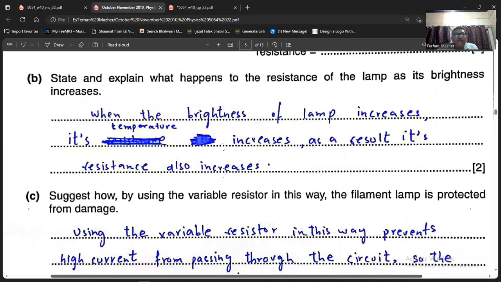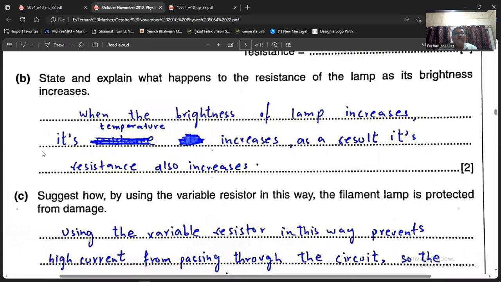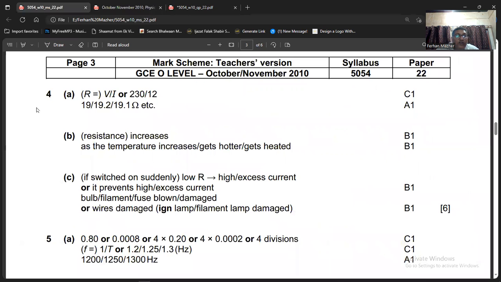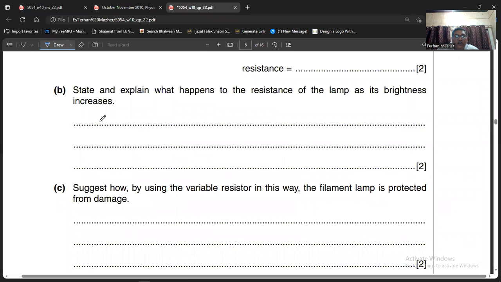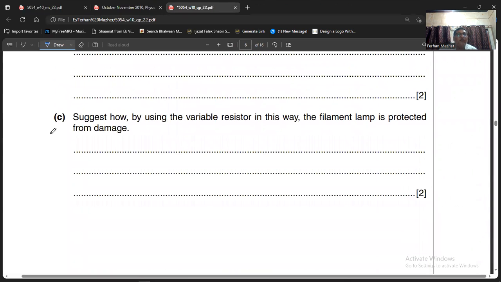So here we have the written answer. When the brightness of the lamp increases, its temperature increases. As a result, its resistance also increases. So marking scheme says resistance increases as the temperature increases, gets hotter, gets heated. Okay, so this is our answer. Okay, the C part of question number 4.